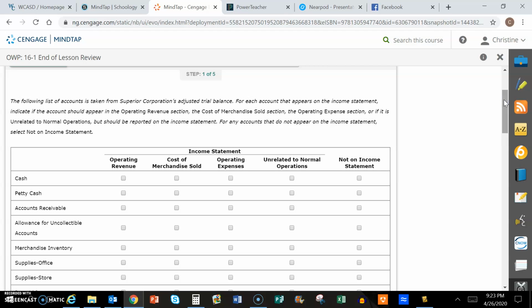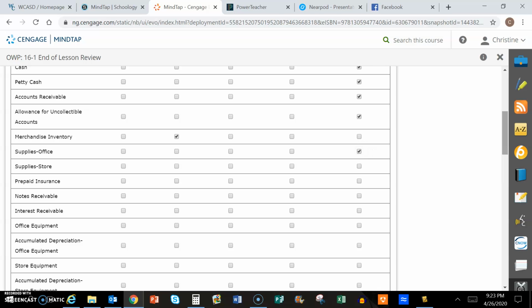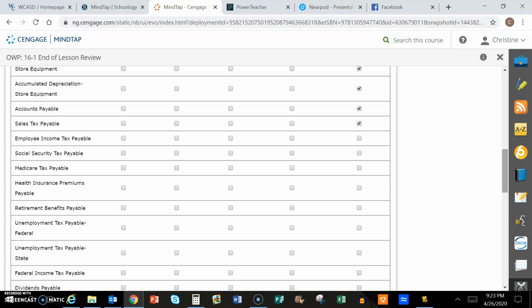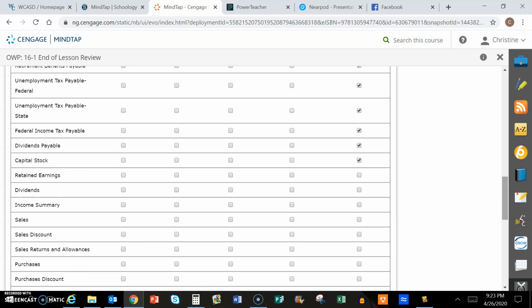statement. Assets, liabilities, owner's equity, they're on the balance sheet. Your revenue and your expenses are going to be on your income statement. So let's get rid of these, so not on the income statement. So these are your assets. The merchandise inventory, that is on the income statement because that's part of the cost of merchandise sold. So that's the only asset that is on there, technically. All these assets, then we have our liabilities, they are not on there. And then we have our dividends and our capital stock, retained earnings, income summary there, that's not there.